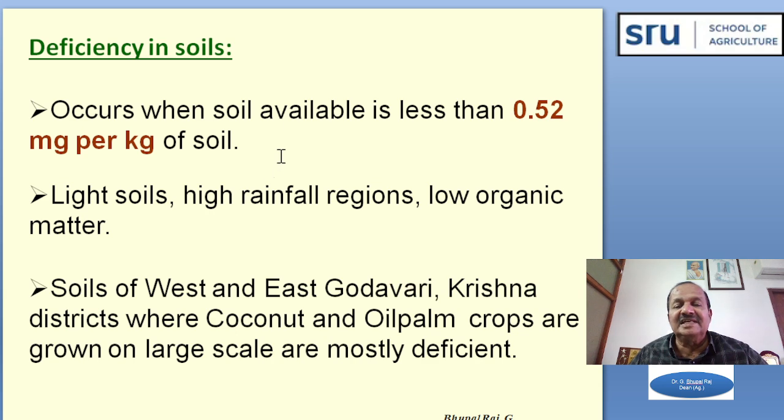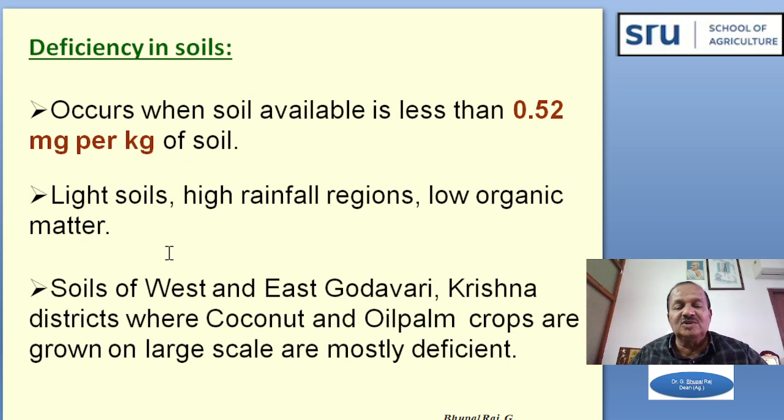When do we call soil deficient in boron? If we analyze the soil for boron, if it contains less than 0.52 ppm, that is 0.52 mg per kg of the soil, it is called deficient in boron. Boron deficiency is most common in light soils, wherever the rainfall is more, and where the soils are low in organic matter. So they are likely to be deficient in boron.